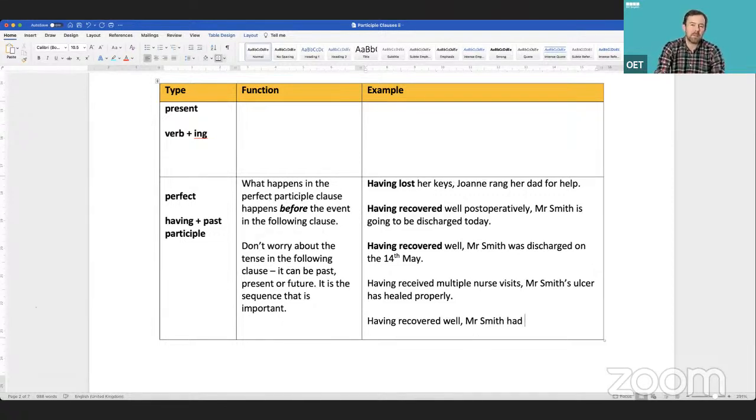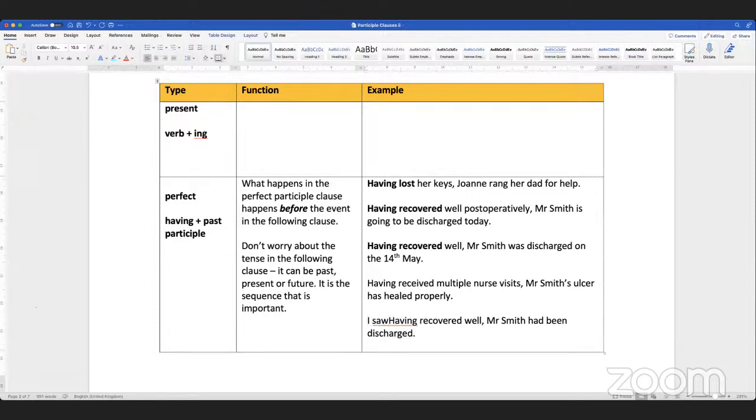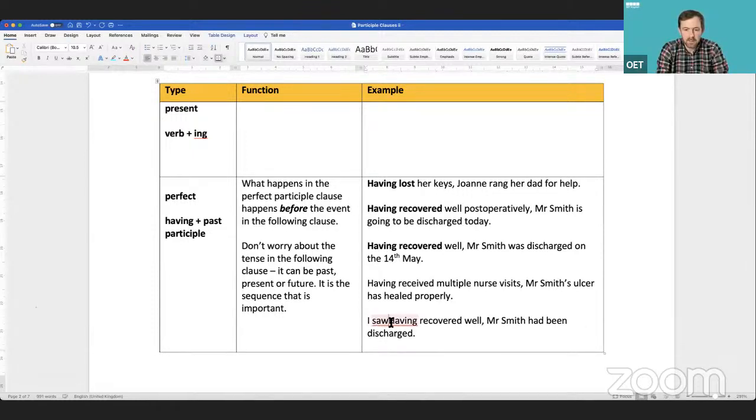I was thinking about that before, and I thought it was possible, but I don't think it is. Having recovered well, Mr. Smith had been discharged. I suppose it's possible if we've got something in a previous sentence which establishes the past. I saw Mr. Smith on the 4th of July last year.